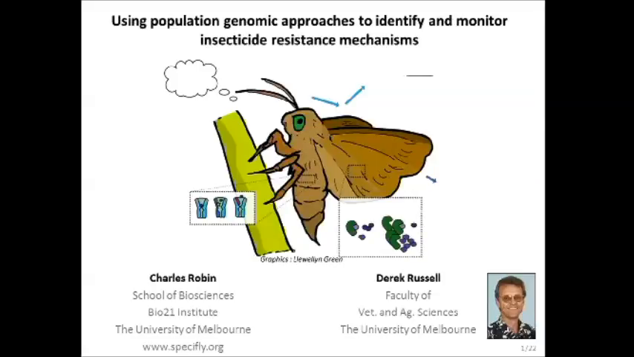So today I'm going to talk about two population genomics approaches my lab has been using to identify insecticide resistance. And then I want to talk about some of the ideas my co-author, Derek Russell, and I have been talking about, how we can use these genomic approaches in the future and our vision of how they're used.